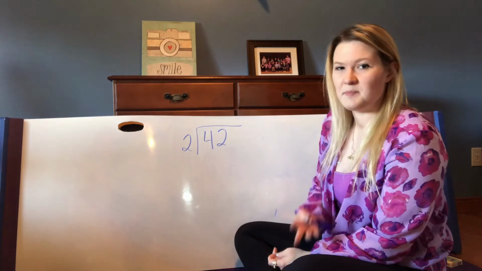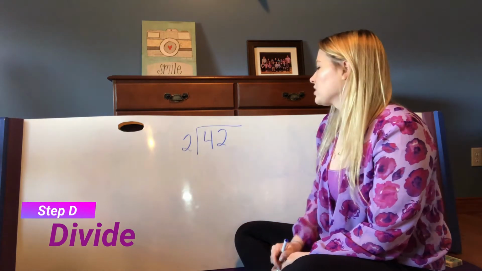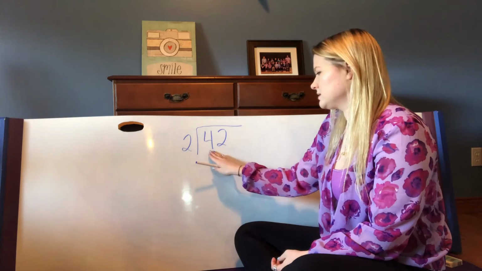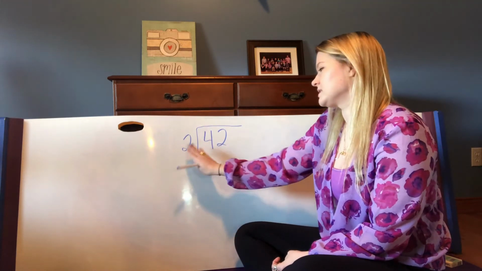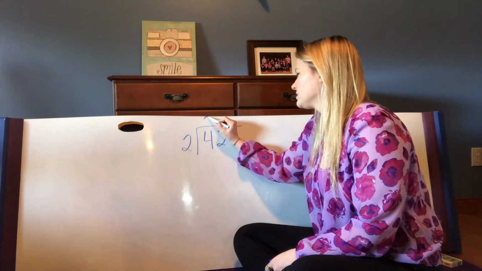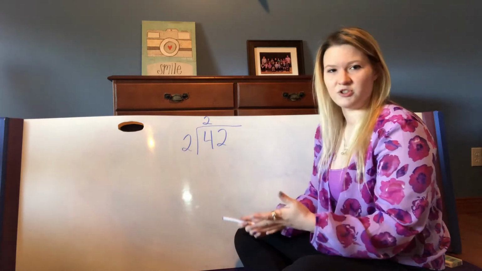So for our first step of D for divide, we're going to start in the tens place. And we're going to see how many times we can put 4 into 2 groups. We have 4 things, and we're going to split them into 2 groups. I know that if I have 4 things going into 2 groups, that means I can put 2 things in each group. So it goes on top. That's D for divide done.